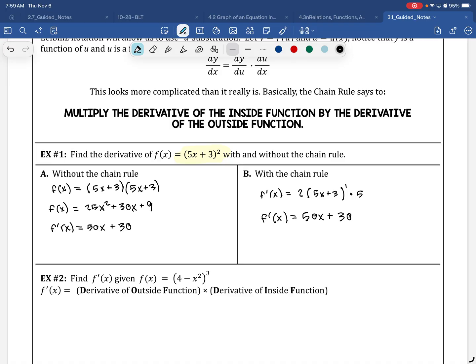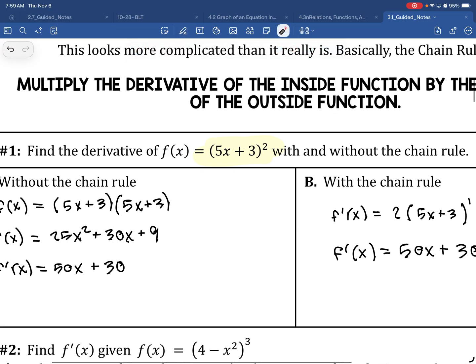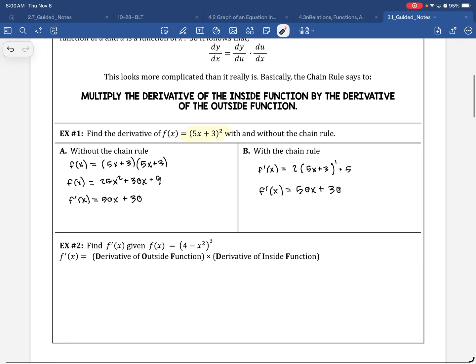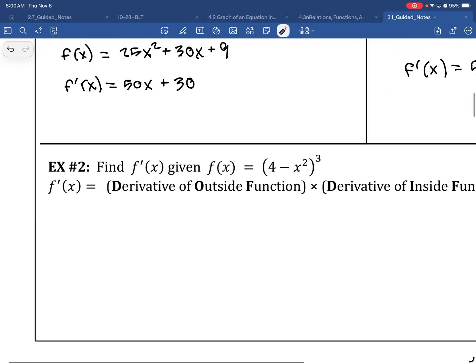Roger that? Does it make a little bit more sense what I mean by take the derivative of the outer function, then multiply that by what you get when you take the derivative of the inner function? Yeah. Here we can maybe do a couple more.